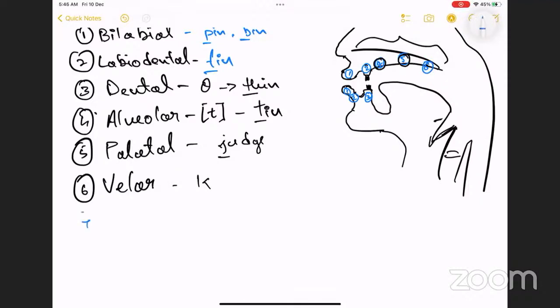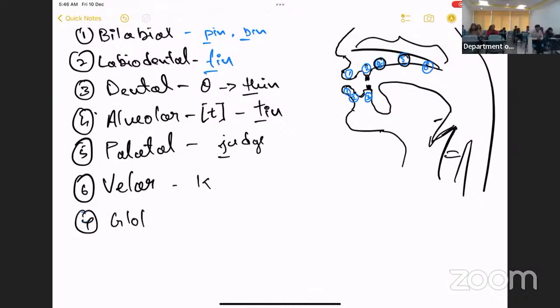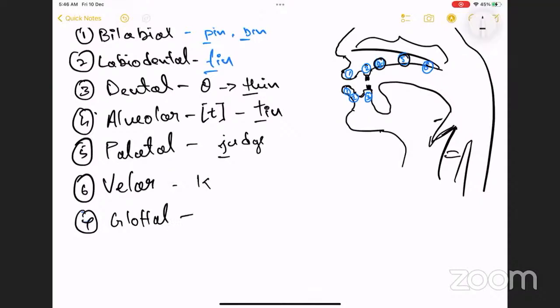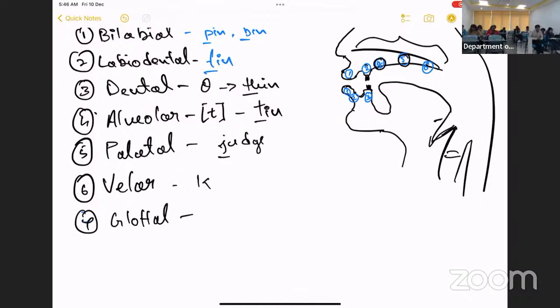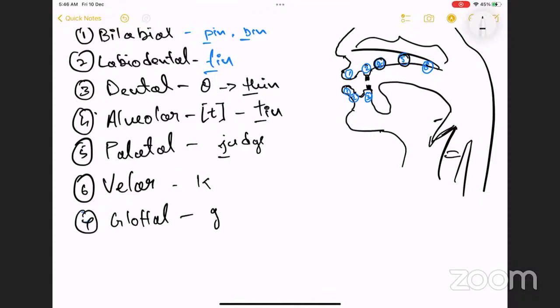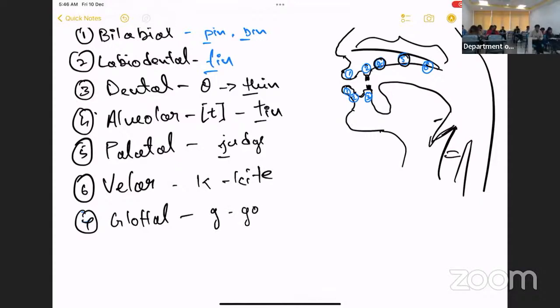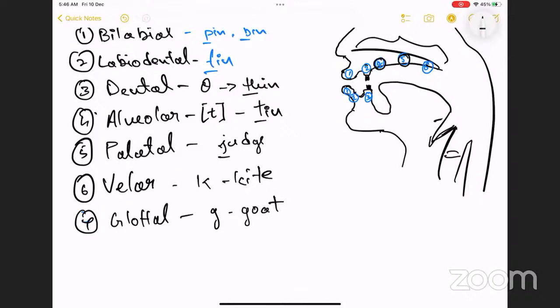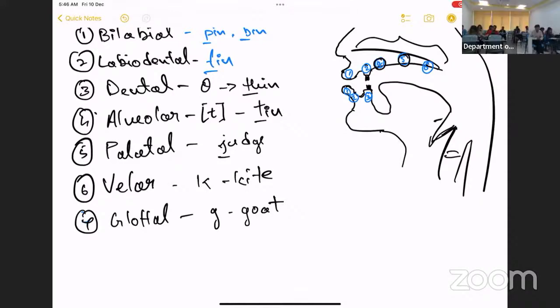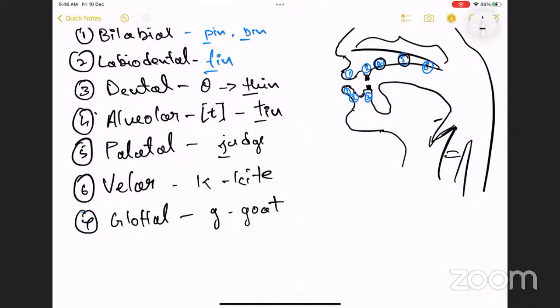And then you have the seventh one. This is very interesting. This is the glottal. Now this is something we cannot realize because this is a part we cannot sense very clearly, which sounds like g. Like goat. I'm just giving you an example. Goat, gun, gum, g, g. G is also, remember, a voiced sound. So that is coming way below in the glottis. It is easier to remember this because it is glottal G. It's easier to remember that way.